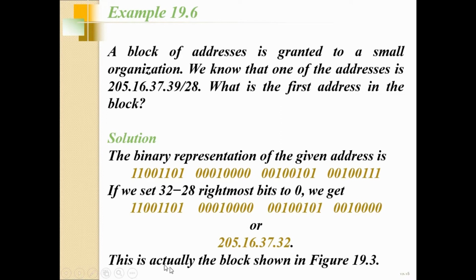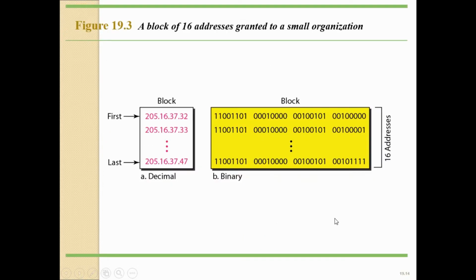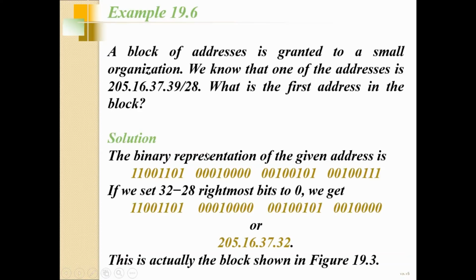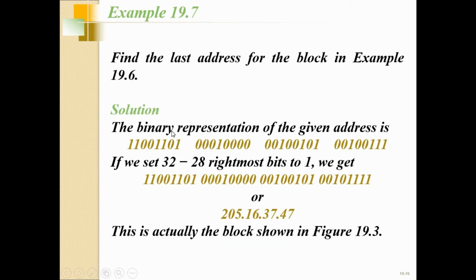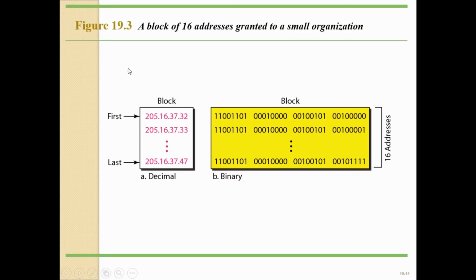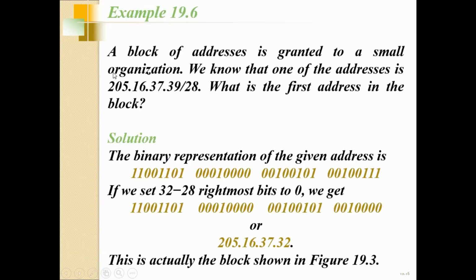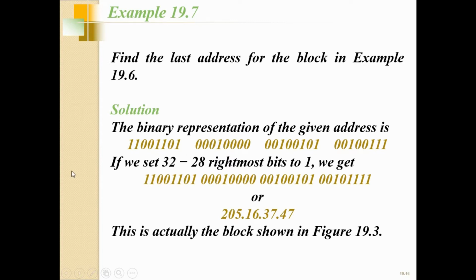205.16.37.32. This is actually the block shown in figure 19.3. This is the block which is calculated from here. Now move on. Similarly, for that example, for this block we calculate the last address. That is, we set the 32 minus n rightmost bits to 1, and we get the last address of the block.